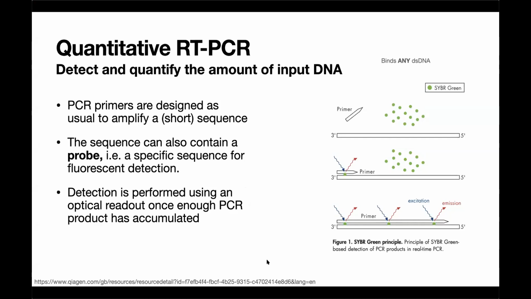So there are two major ways to label PCR product. One is called SYBR Green. And SYBR Green is a compound, a fluorophore that will bind any double-stranded DNA. So here's a picture from this. You start with your template, 3' to 5'. There's some SYBR Green in the solution. It's not doing anything.